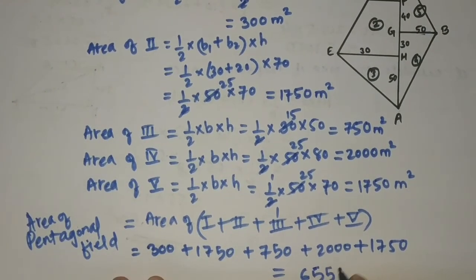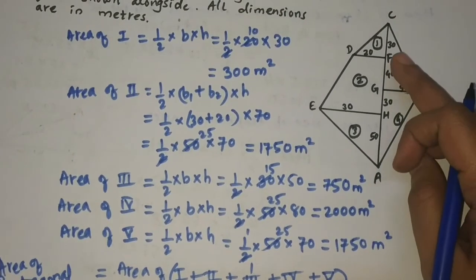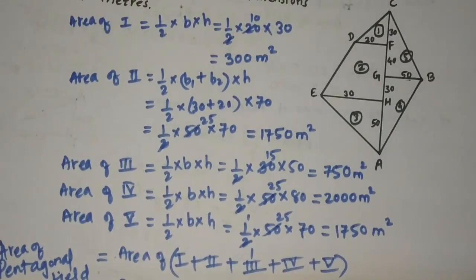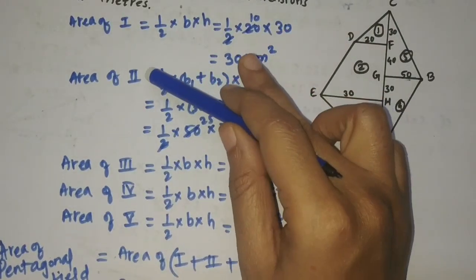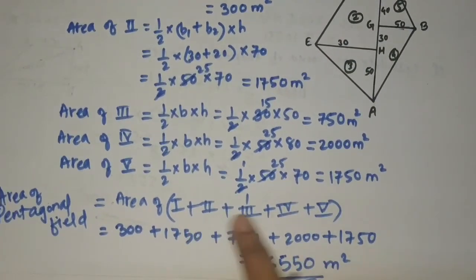6550 meter square. So this is the final area of the pentagonal field, which is nothing but the sum of all these shapes: 1, 2, 3, 4 triangles and 1 trapezium. So for our easy convenience, we have numbered them 1, 2, 3, 4, 5, first, second, third, fourth and fifth, and we have summed all of these here.